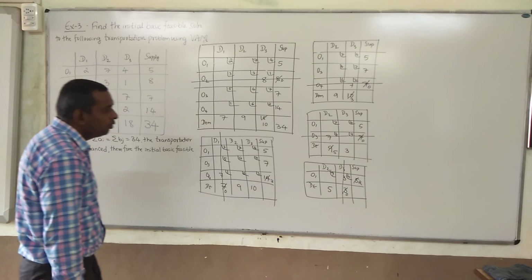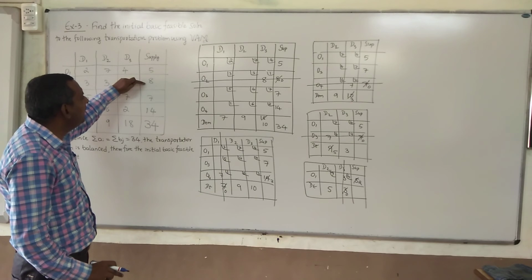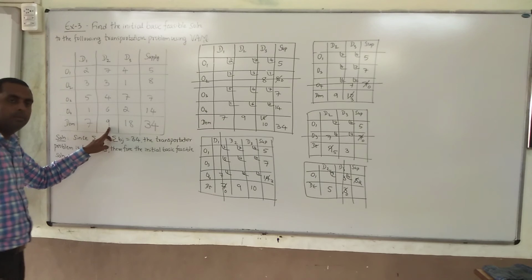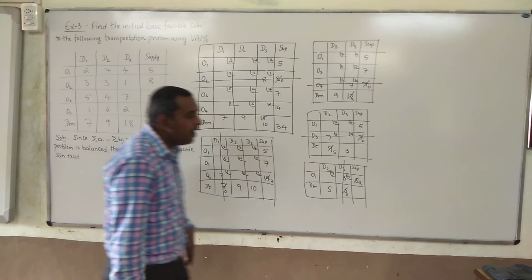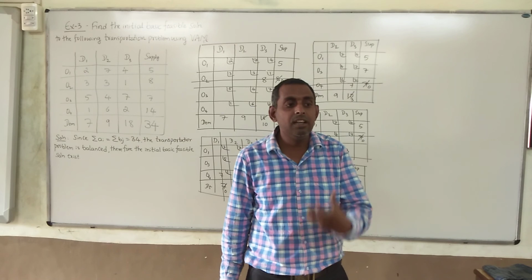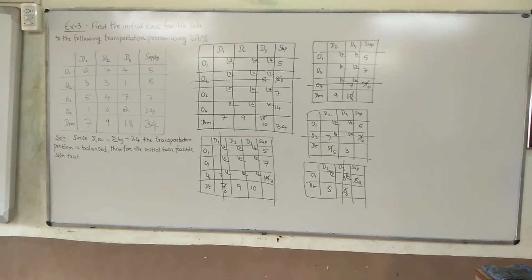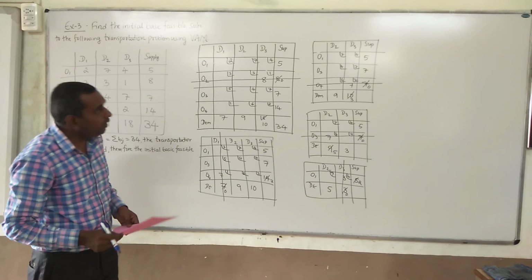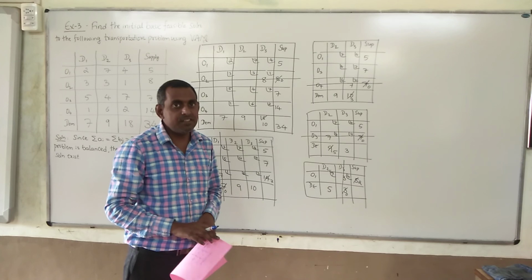So finally we come to know that the transportation problem is balanced. 5 plus 8 is 13, 20, 34. 7 plus 9 is how much? 16. 16 plus 18 is 34. But still, why is the transportation problem not getting solved? Let me think over it. What is the problem here? This will be explained in the next session. Thank you.